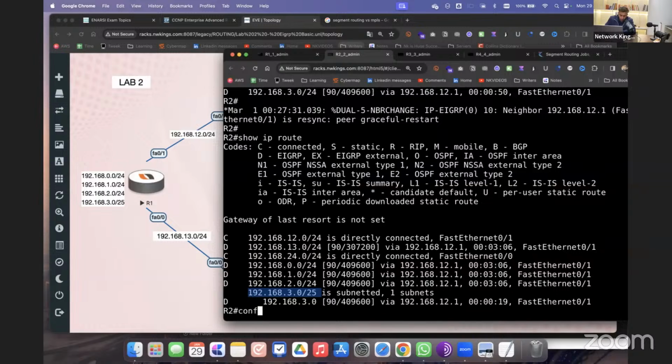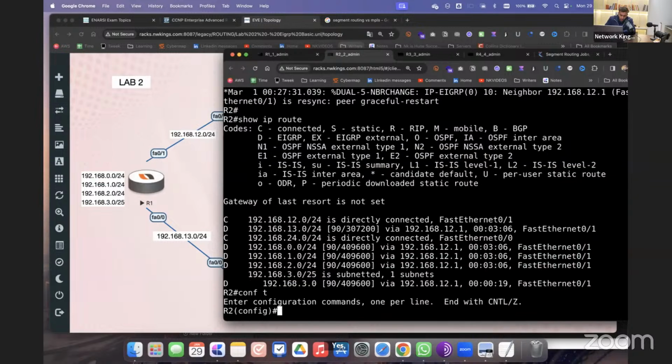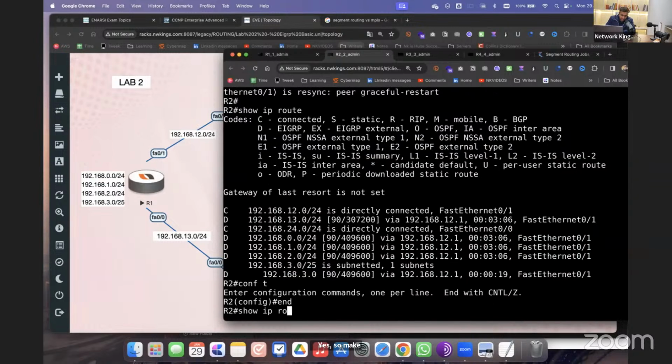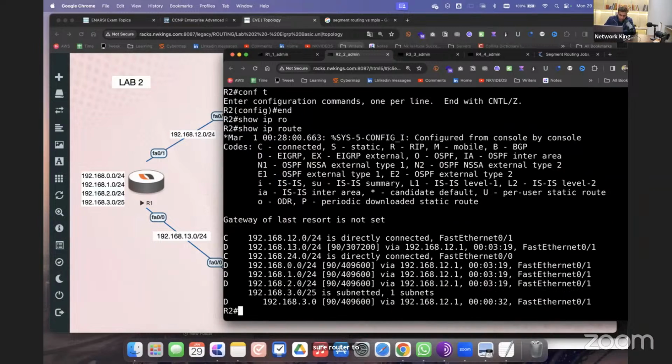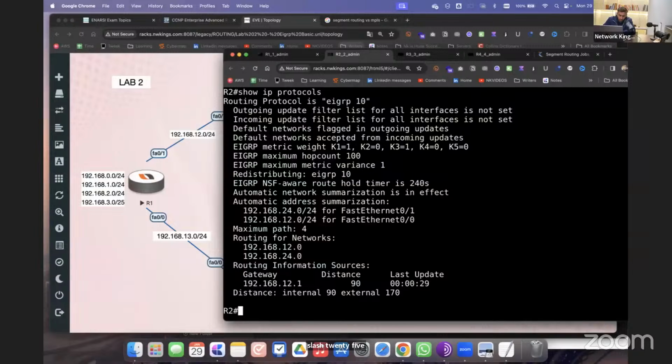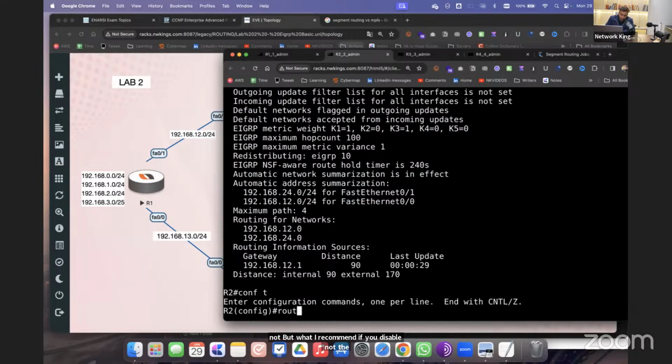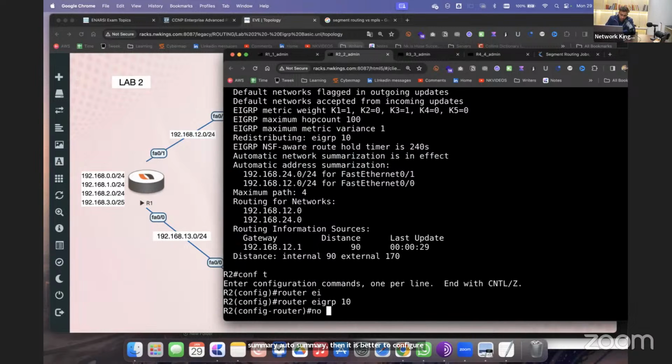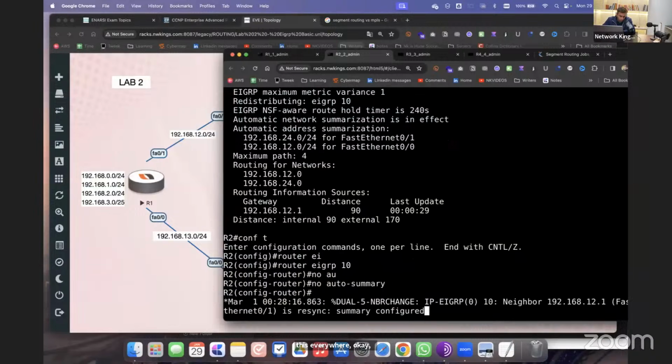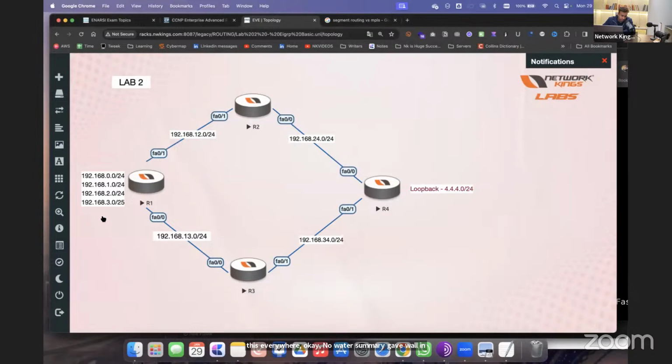So make sure router 2 is not sending any network which is /25 as a summary. It is your choice whether you want to configure it here or not. But what I recommend is, if you disable auto-summary, then it is better to configure this everywhere. Give no auto-summary on all the routers. Make it a habit so that you do not miss the important subnets.